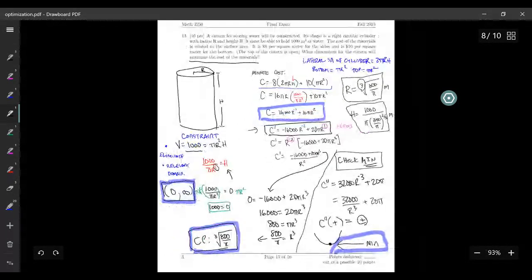So the second sentence gives me my constraint, and then the rest of it tells me that I'm minimizing cost. From there, using geometry, take your cost in terms of one variable, pick your relevant domain, find your critical point. In this case, I did the second derivative test, and then I answered my question, which was to find the dimensions.